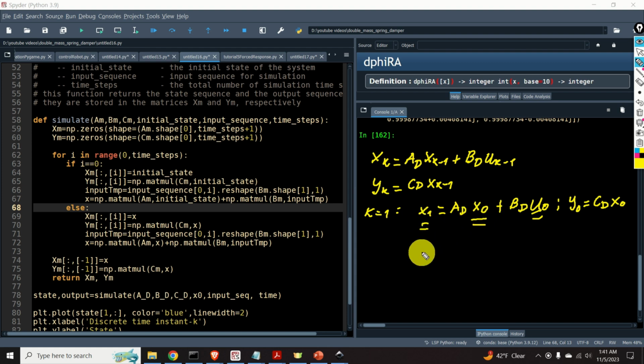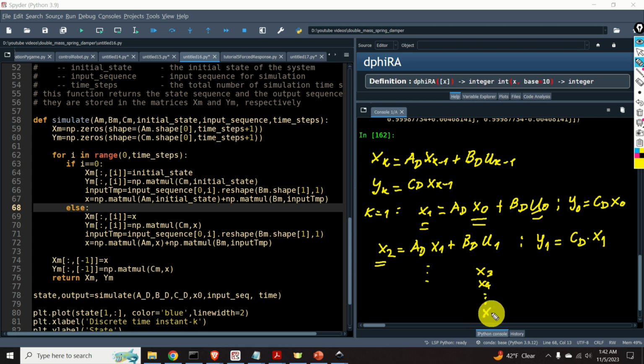Then, let's compute x2. x2 is equal to, according to this equation, AD x1 plus BD u1. Then, since we have computed x1 from this equation, we know x1 and we know the input, so we can compute x2. And similarly, we can compute y1 as CD times x1, and x1 is computed from the previous step. And this is how we do it. We just recursively propagate this equation in time to compute the complete state sequence, that is to compute x3, x4 until the end, let's say until xn. And that's exactly what is implemented over here.